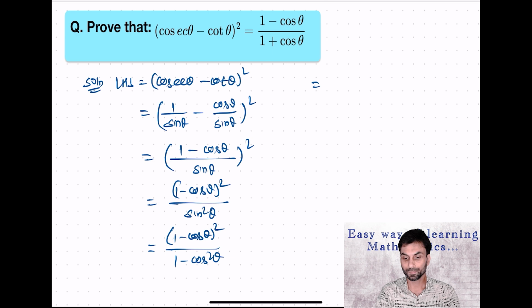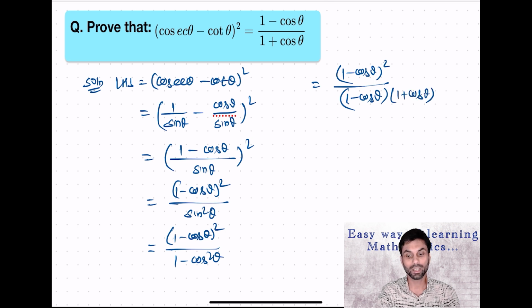Then we'll use the a square minus b square identity, and we can write 1 minus cos square theta as (1 minus cos theta) into (1 plus cos theta). Now here, one of the powers from the numerator and 1 minus cos theta will get cancelled, and the value will be 1 minus cos theta upon 1 plus cos theta, which is equal to RHS.